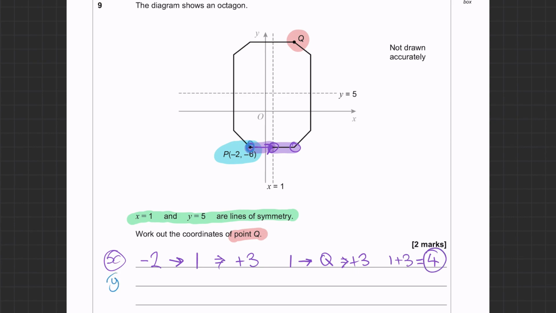Next we'll work out our y coordinate. Well, we're starting off at -6, and we want to get to this line of symmetry here, which is 5. So we're going from -6 to 5. And to get from -6 to 5, we want to add 11.